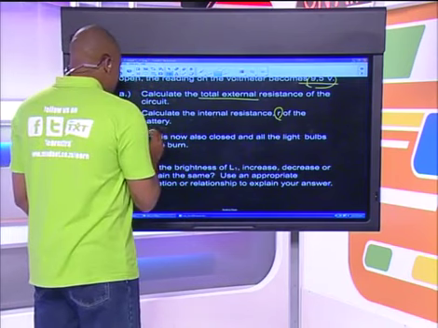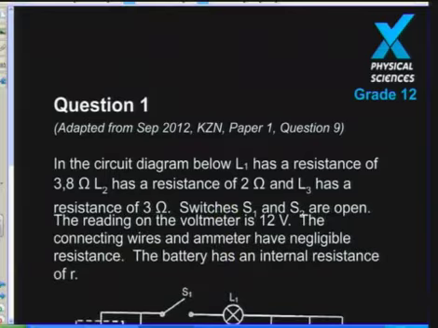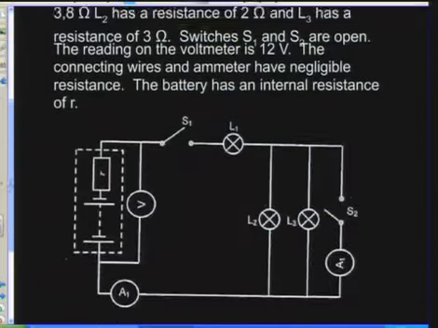Now, switch S2 is also closed now, and all light bulbs continue to burn. Will the brightness of L1 increase, decrease, or remain the same? Use an appropriate equation or relationship to explain your answer. So we're going to look at that as well. Now, moving on. This is question 1.